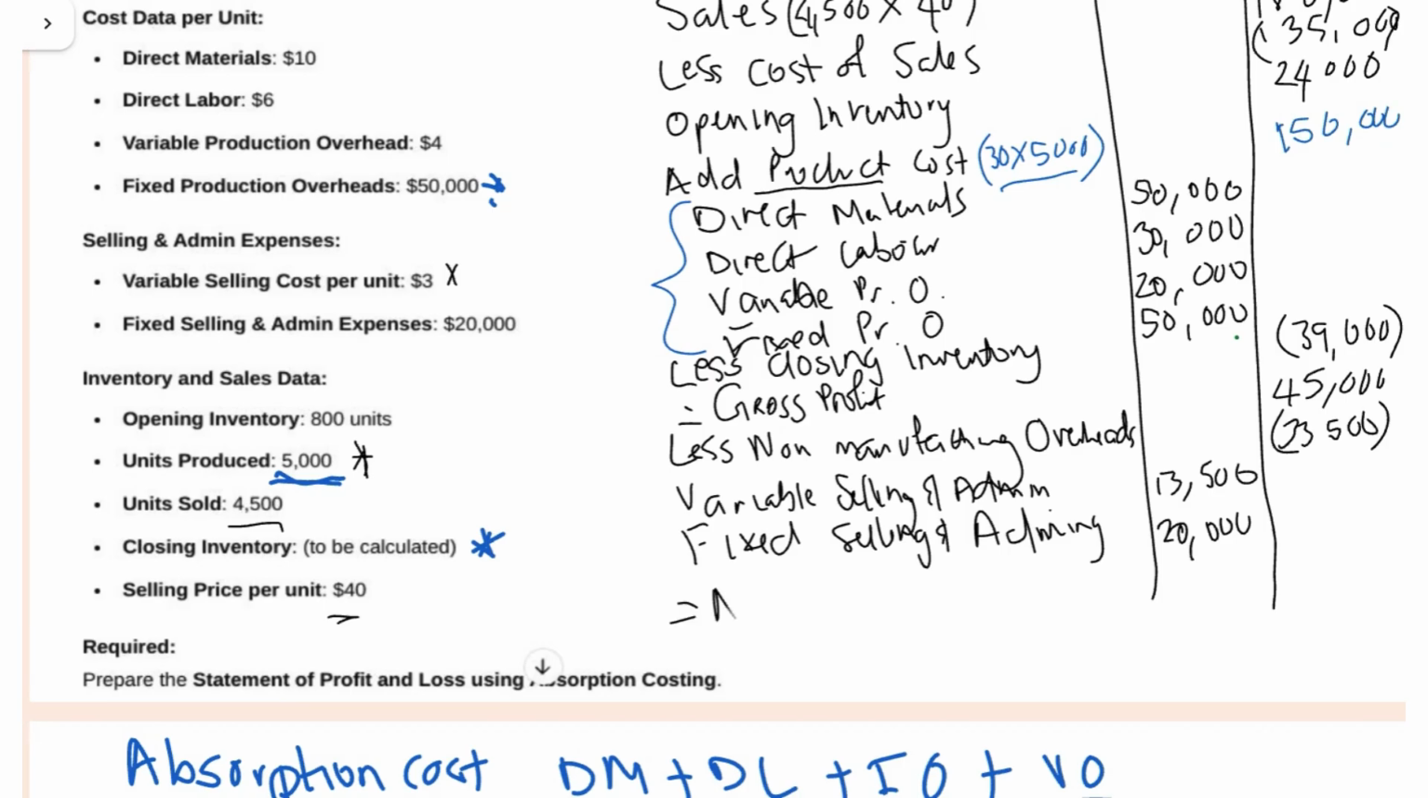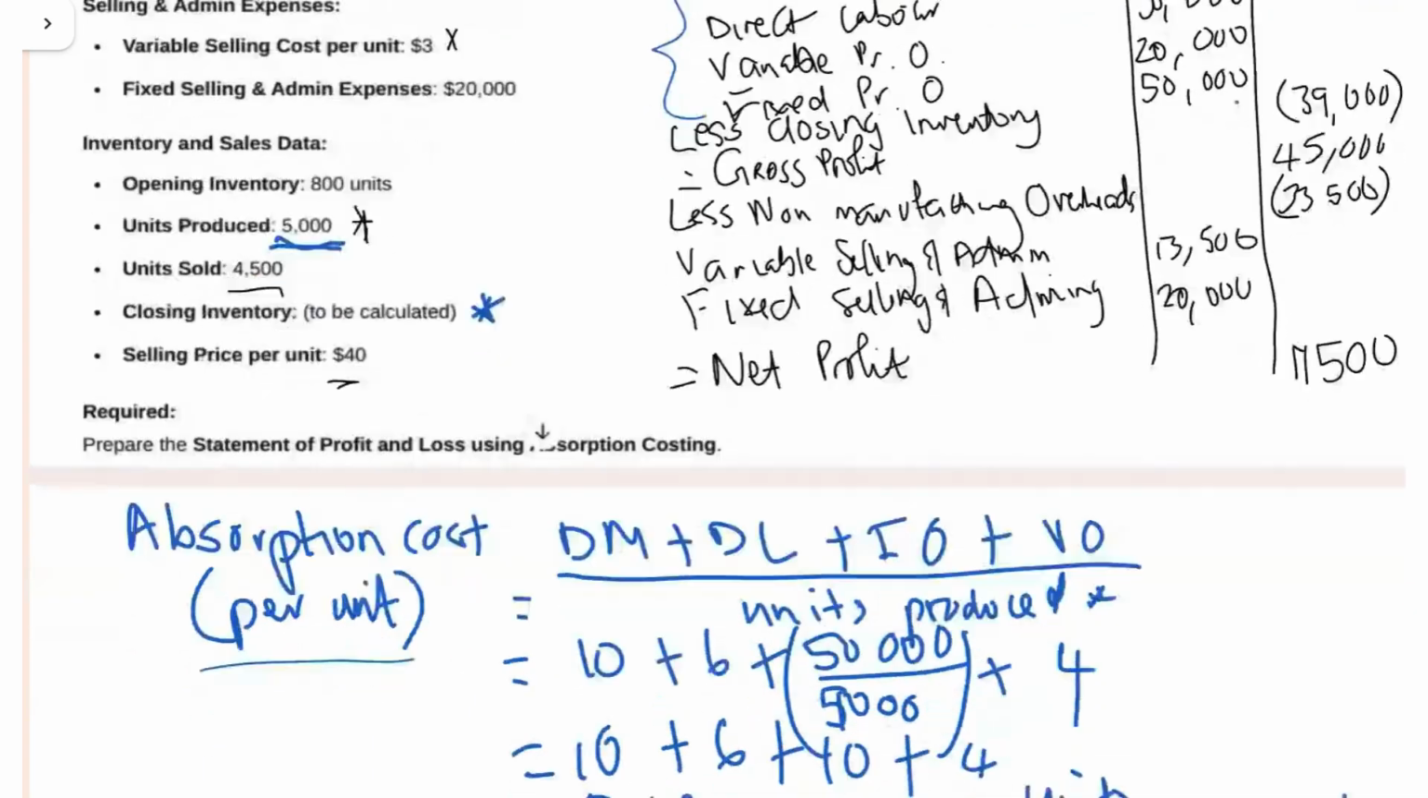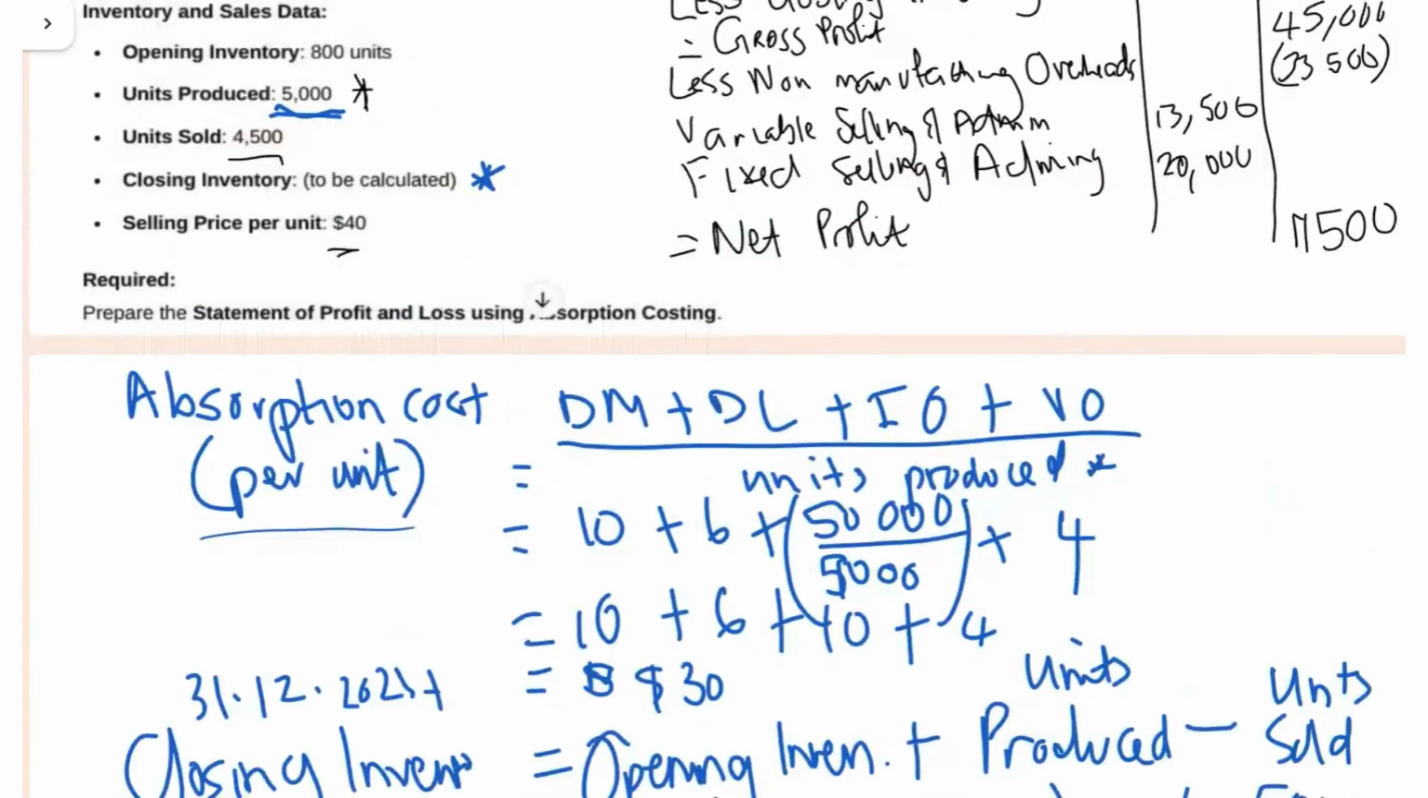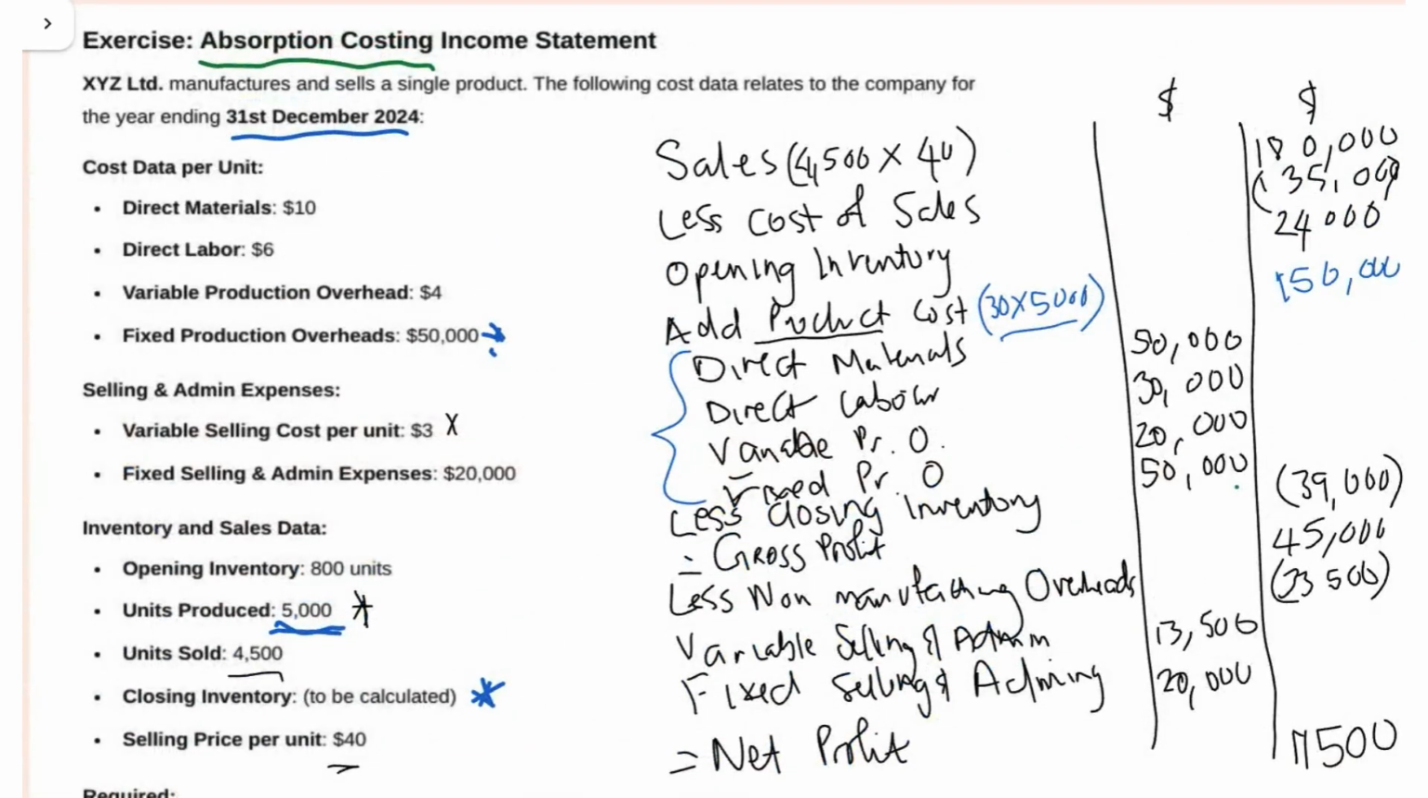So we should get our net profit next, and our net profit will be our gross profit less your non-manufacturing overheads, which is 45,000 minus your 33,500, and this is 11,500. I hope this all made sense, and please watch the next video where we will go over our variable costing, also known as your marginal costing.